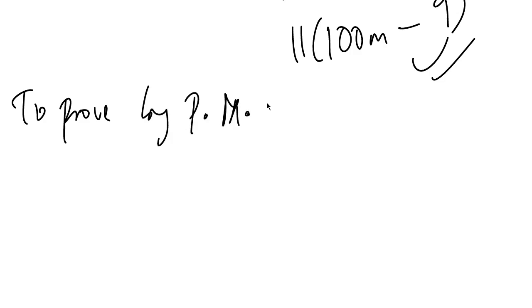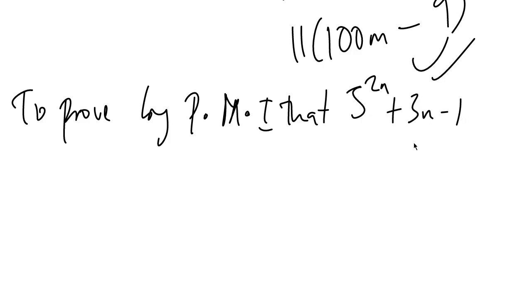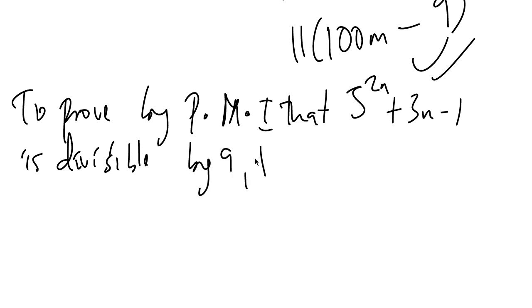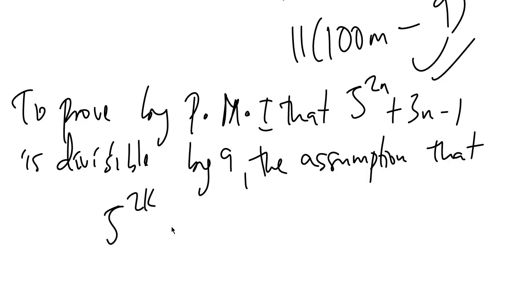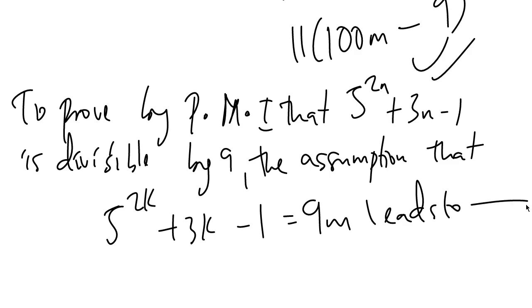I want you to pause the video and attempt this question. And it says to prove by PMI that 5 to the power 2n plus 3n minus 1 is divisible by 9. The assumption that 5 to the power 2k plus 3k minus 1 is equal to 9m leads to, pause and attempt please.